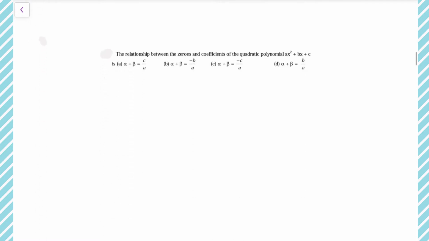Next, the relation between the zeros and coefficients. So the relation between zeros and coefficients: alpha plus beta is equal to minus b by a. The sum of the zeros is minus b by a.